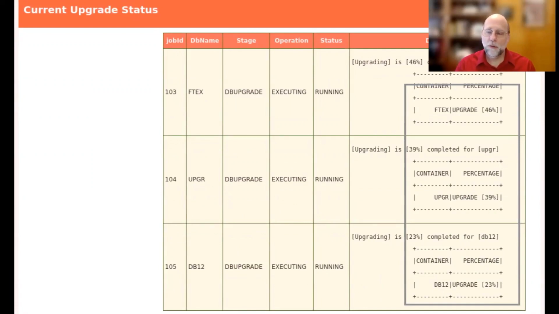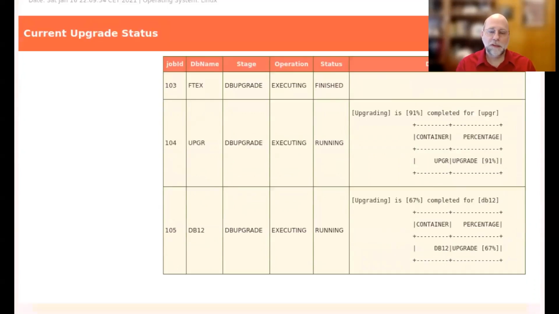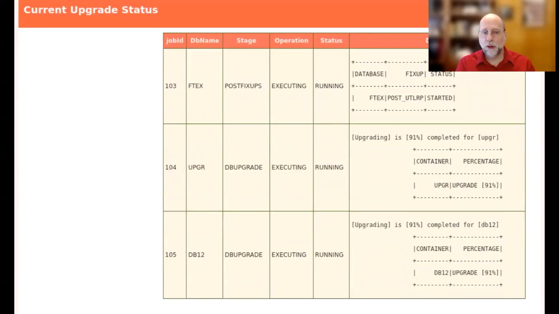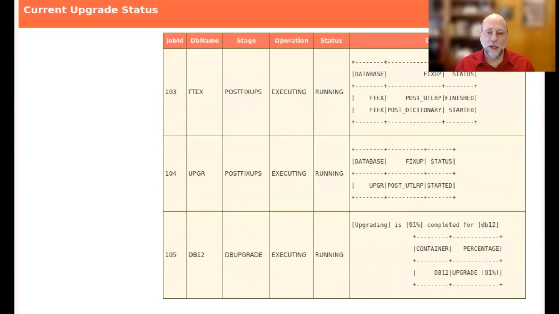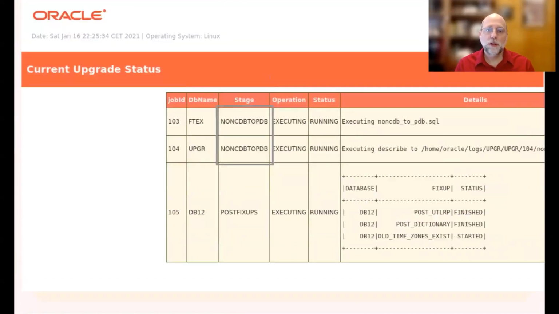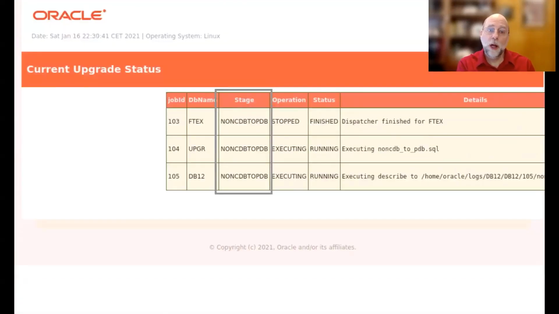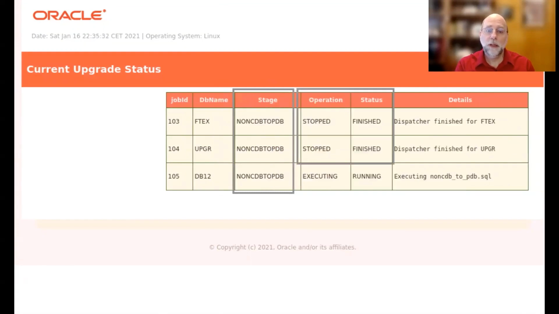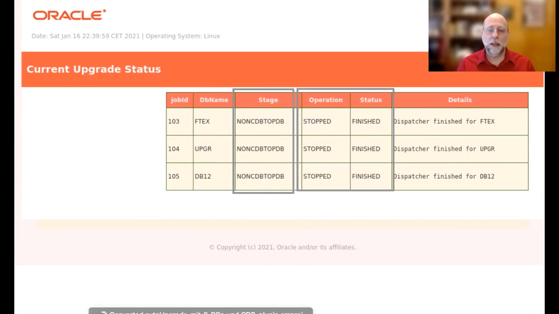You'll see that upgrade progress creep along, going 36, 49, 91%. And even once the upgrade is done, you'll see that status move along through the different stages of post-upgrade fix-ups, post-upgrade compilation, and so on. So that's pretty useful, and it even extends to the conversion to PDB, because remember, AutoUpgrade will automate conversion to a PDB for you, so we'll show you when that finishes as well.